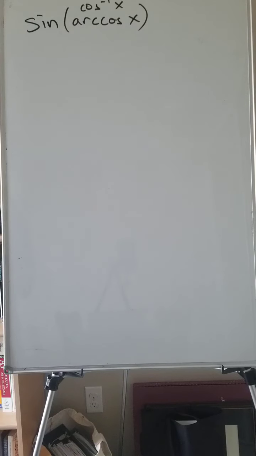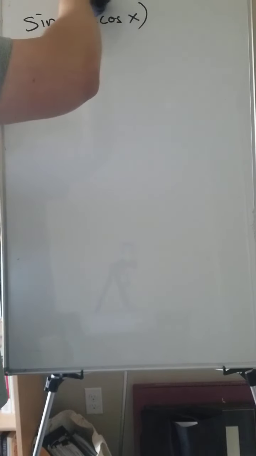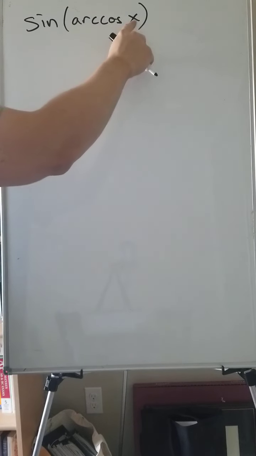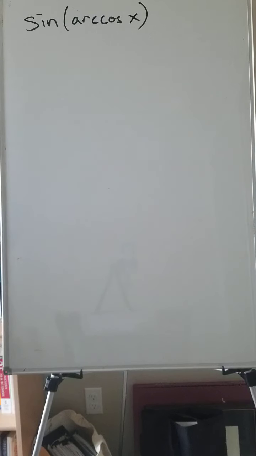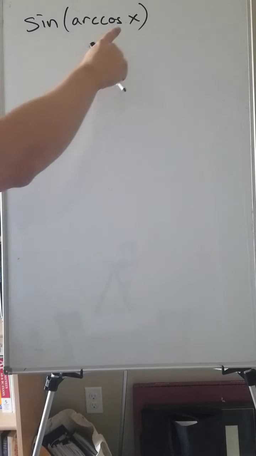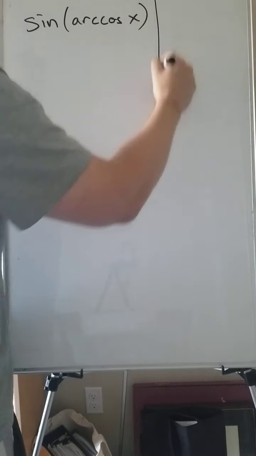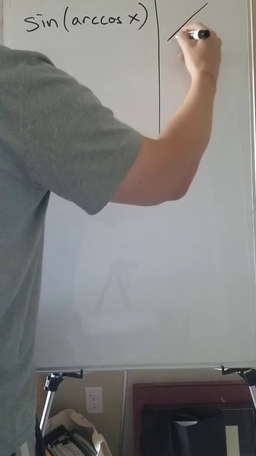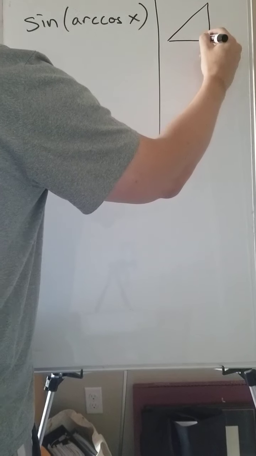Same thing as before. What I want to do is draw a triangle just like last time, because right here, they didn't give me a number, so it's not like I can decide whether it's on the unit circle or whether I should draw a triangle. If it's just a variable expression, automatically I know I should just draw a right triangle.